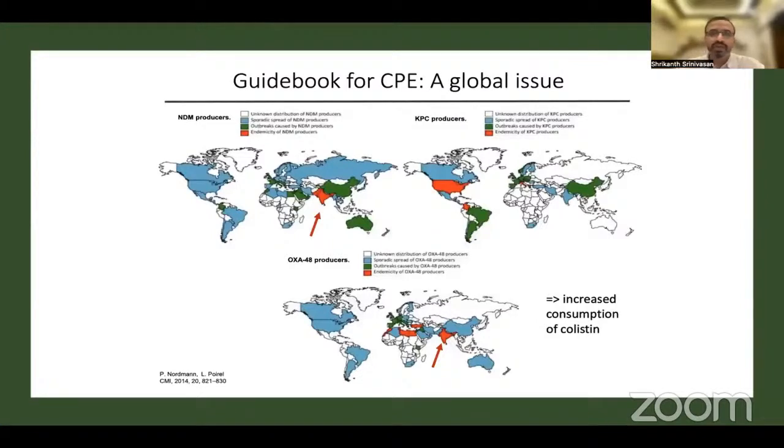If I were to give you an outlook, this is published in 2014. This is still old. You can actually see that the Indian subcontinent is endemic when it comes to NDM producers. This is one of the most resistant kinds of bacteria, resistant to one type of carbapenemase, which is resistant to most of the antibiotics, and very few antibiotics actually work against it. India is also endemic to OXA48 producers. The end result of both of these is an increased consumption of the only antibiotics which are still susceptible, the polymyxins, and there's an increased consumption of colistin.